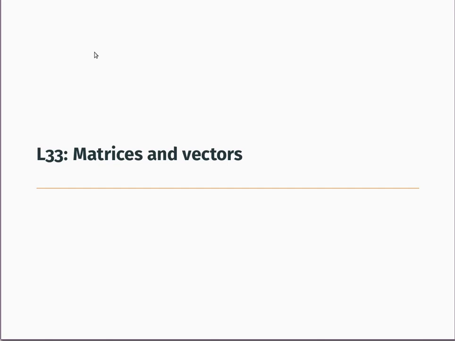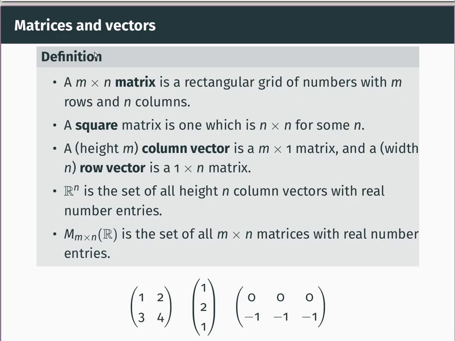We're now going to start a new topic in 0005, which is matrices and vectors. So beginning a new topic means we need a lot of definitions, and here are the initial definitions. First of all, an m by n matrix, so writing this symbol means m by n, is a rectangular grid of numbers with m rows and n columns.